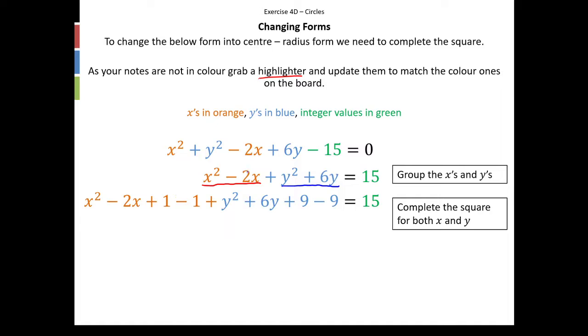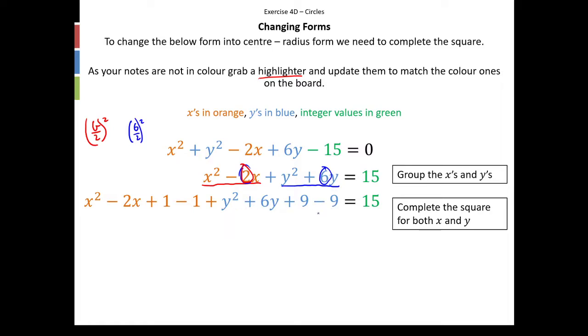So for the 2, I'll go to red. This is our magic number. So remember to find what we add and subtract, it's going to be that number b. We go b divided by 2, square it. So 2 divided by 2 is 1, squared is 1. Add 1, subtract 1. We do the same with this 6 over here, where we go 6 divided by 2, all squared, so 3 all squared is 9, so we add 9, subtract 9. So you have to do it for both sets.